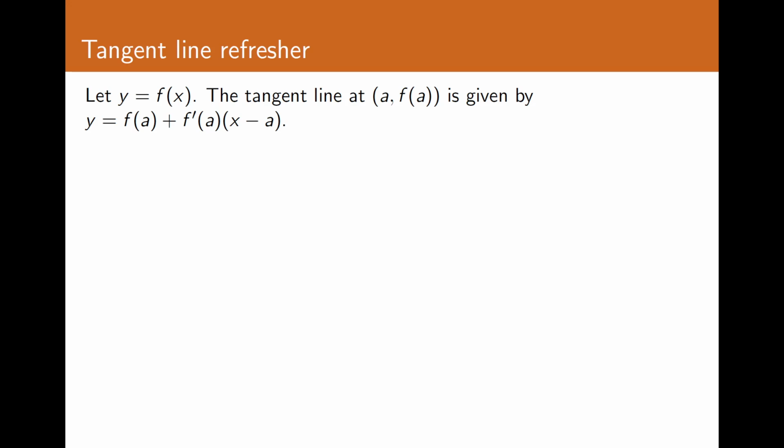Suppose we're looking at a function of one variable, so we have y is equal to f of x. We can recall the tangent line at the point a, f of a is given by the equation y equals f of a plus f prime of a times x minus a. If we let L of x be f of a plus f prime of a times x minus a, this is the linearization of the function at a, f of a.